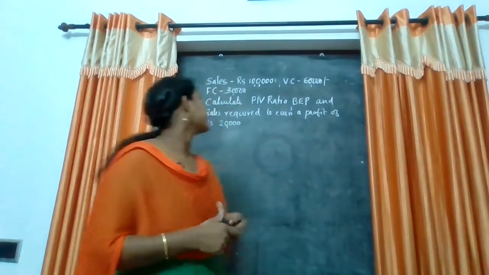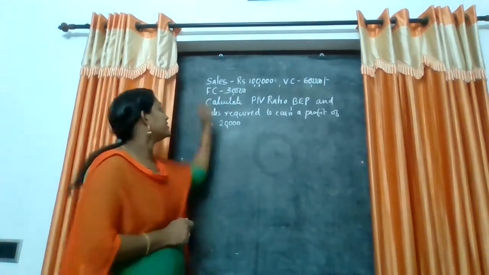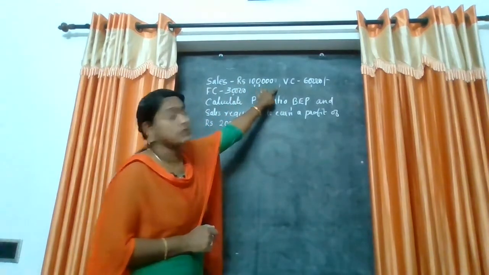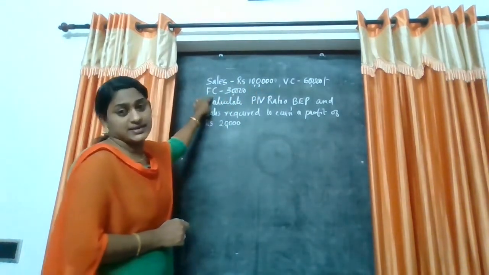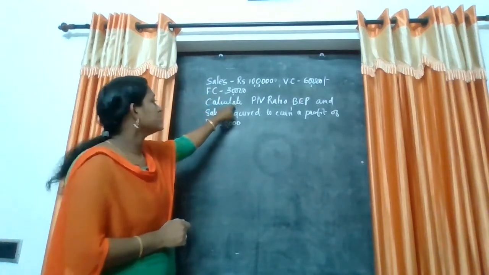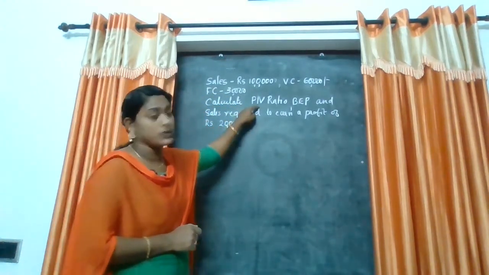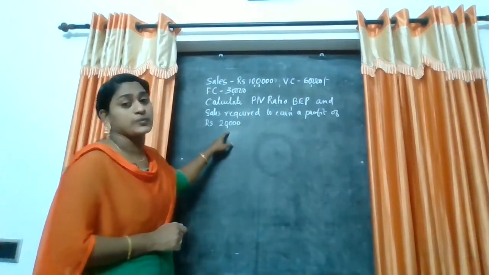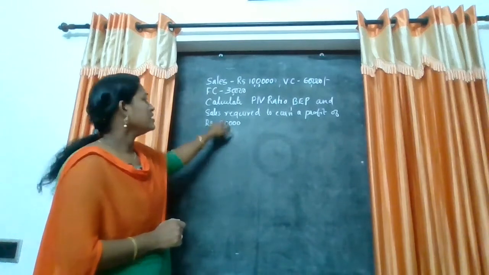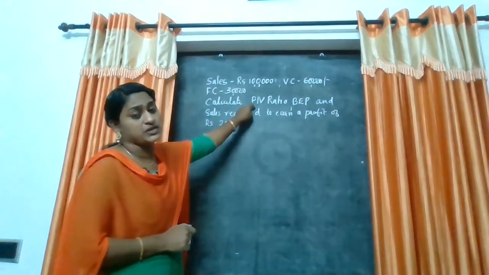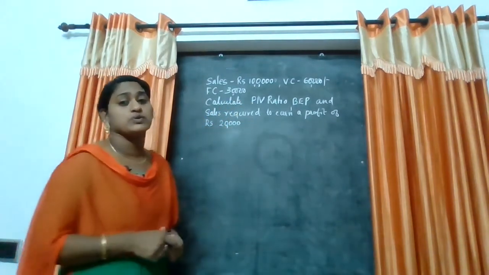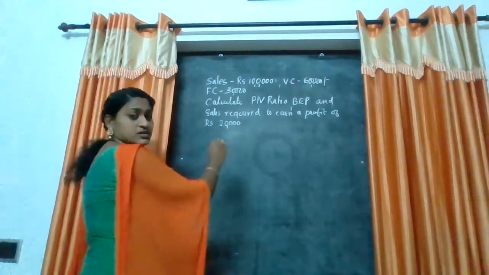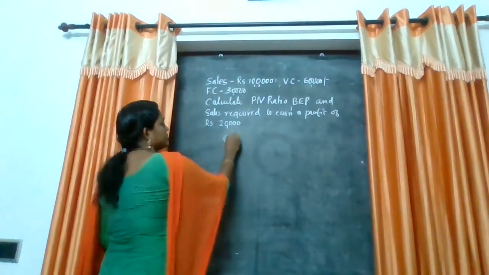In this problem, various particulars are given. Sales rupees 1 lakh, variable cost rupees 60,000, fixed cost 30,000. By using these figures, we can calculate PV ratio, break-even point and sales required to earn a profit of rupees 20,000. First, we have to calculate PV ratio. In all these cases, first we have to calculate contribution. Contribution is the basis of all equation.